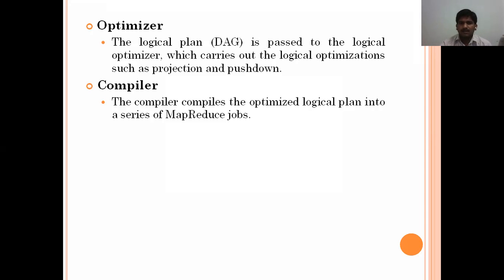The compiler compiles the optimized logical plan into a series of map reduce jobs. So how are we going to reduce, we can perform. So that logical plan is going to be submitted to the map reduce.